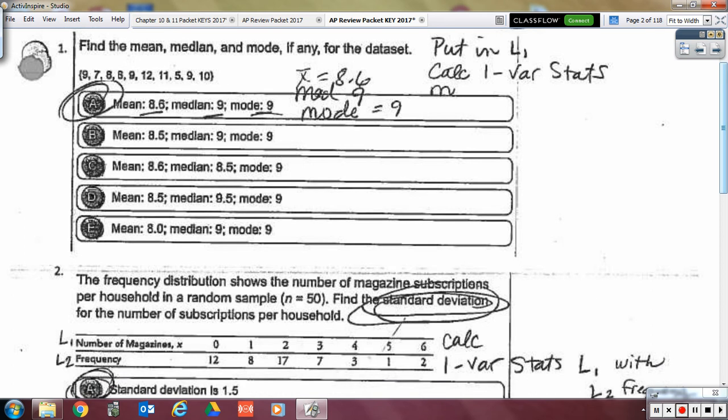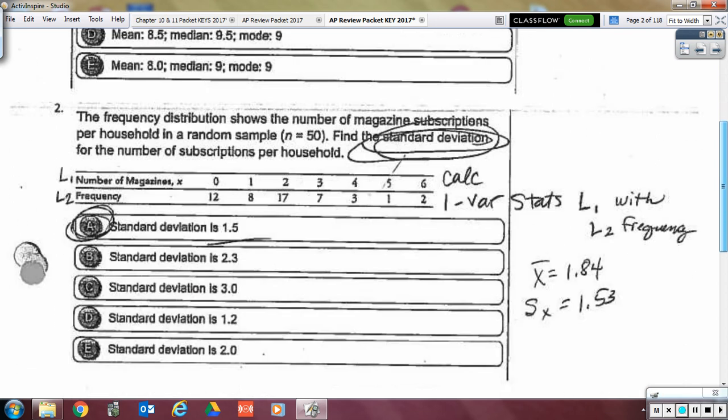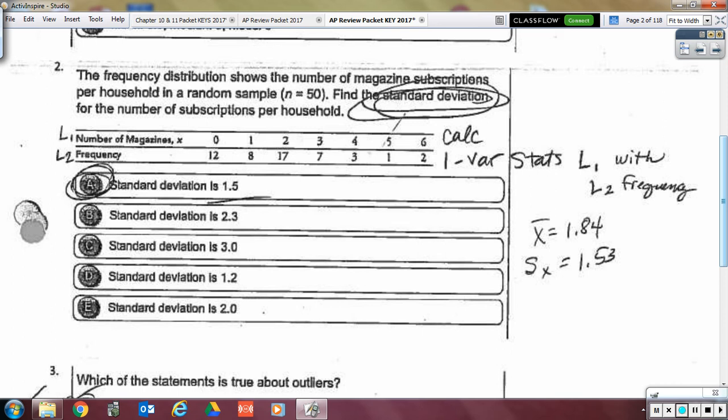All right, number 1, that was just one variable stats, and so that was a straightforward mean, median, mode. It's all good on that. This one, I talked to you yesterday about having to do one variable stats of list 1 with list 2's frequency, and you get a standard deviation of 1.5.